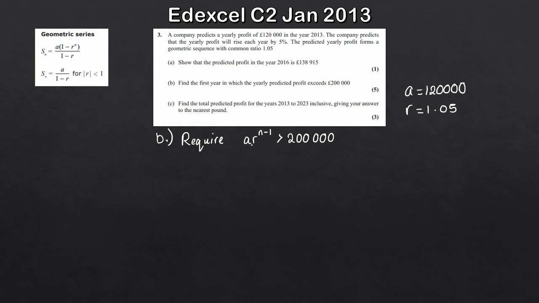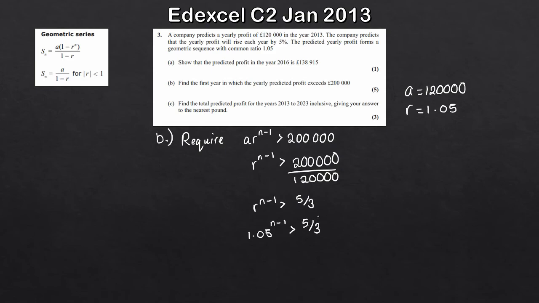So first thing I can do is divide by this A. So I get R to the n minus 1 is larger than 200,000 divided by A, which is 120,000. Plug that into your calculator, see what you get. So what we get is R to the power of n minus 1 is larger than 5 over 3. So that's just our first step. And don't forget, we know R. So we know that R here is 1.05. So this is 1.05 to the n minus 1 is larger than 5 over 3.